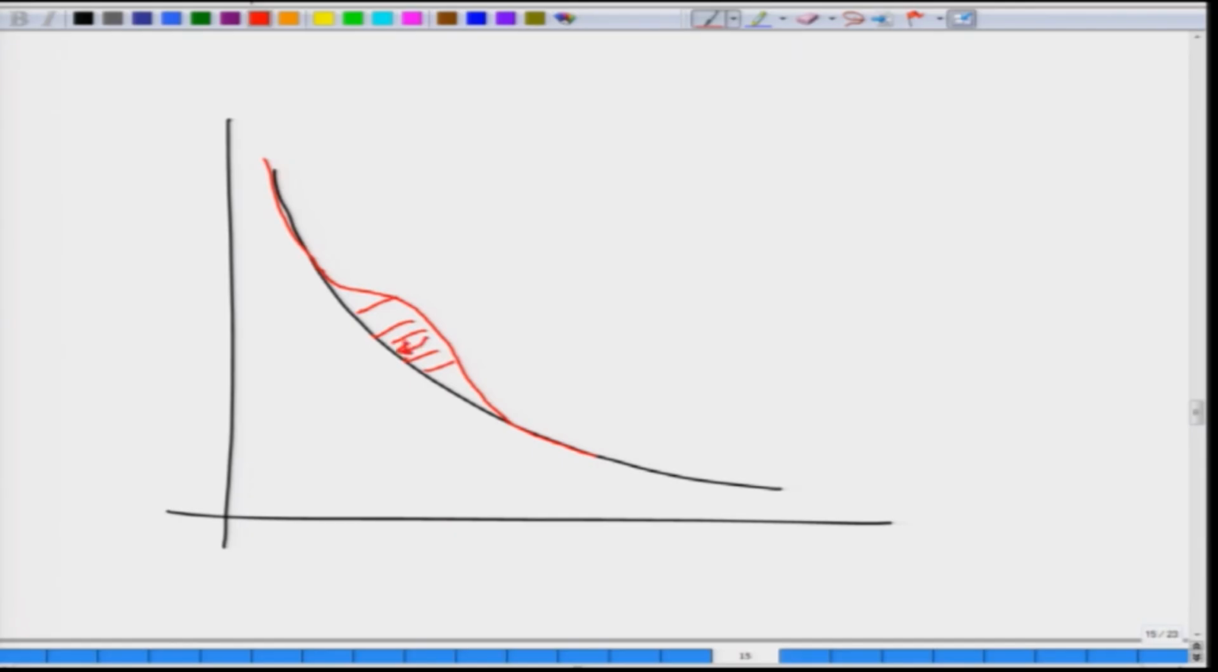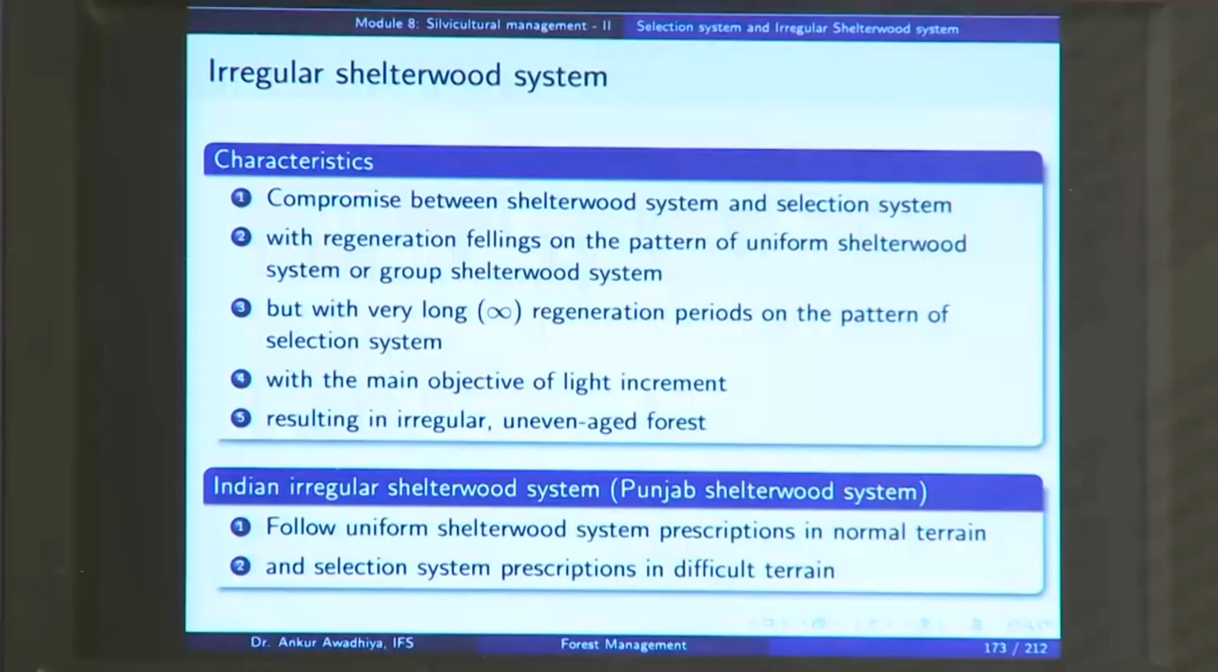But in the case of the irregular Shelterwood system, you will not do that. You will let your forest show this irregular nature, and you will manage it in such a way that this irregular curve is not just preserved, but it is also propagated for perpetuity. So, how do you do that?